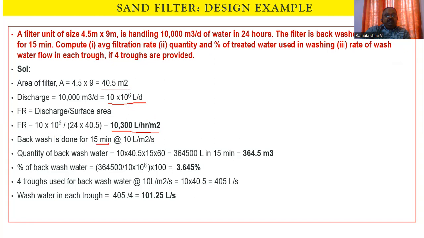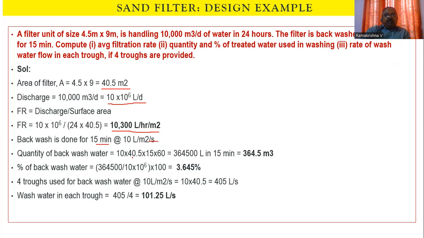15 minutes means this is given in terms of seconds, while this is given in minutes. So convert this into seconds. 15 into 60 is the number of seconds. 10 liter per meter square. Per meter square means water. Again, we have to calculate the area and put here.